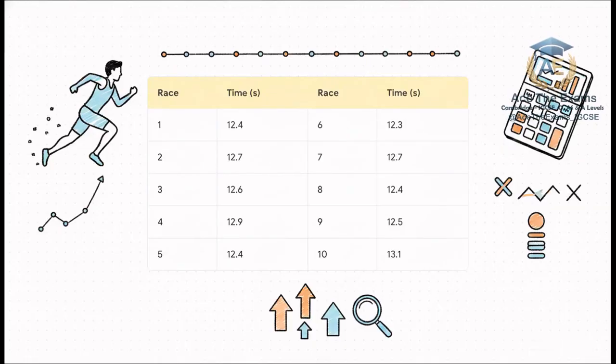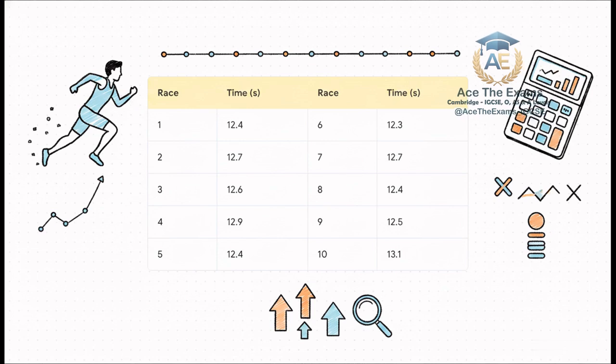Let's start level 1 of our mathematics success blueprint with some raw data. Imagine a classic Cambridge paper scenario right here. An athlete's 100-meter sprint times recorded over 10 separate races. We have 12.4, 12.7, 12.6, and so on, all the way down to a final time of 13.1 seconds.